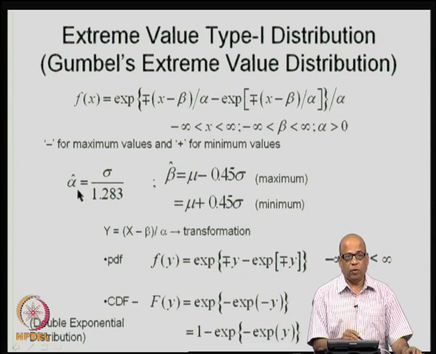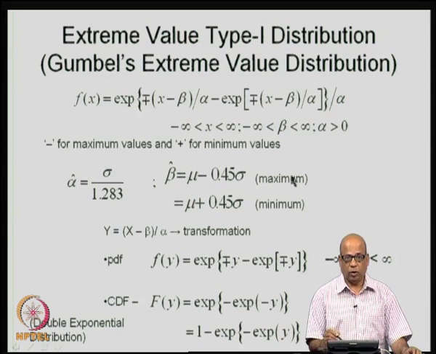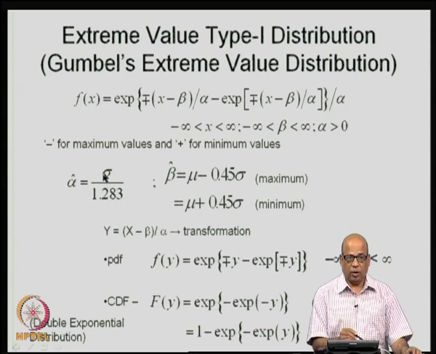and we have the relationships for alpha and beta, which are estimated from the samples using the standard deviation and the mean. If we are looking at the extreme value distribution type 1 for maximum values, then we use the negative sign here in the PDF, and for minimum values we use the positive sign in the PDF. Correspondingly, for the estimate of the parameter beta, we use the negative sign here. It turns out to be mu minus 0.45 sigma for the maximum values, and for the minimum values you get mu plus 0.45 sigma. So, given the sample values, you estimate the sample standard deviation, and you also get the sample mean, from which you can estimate alpha and beta.